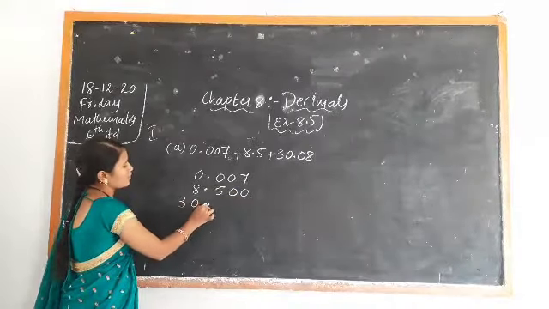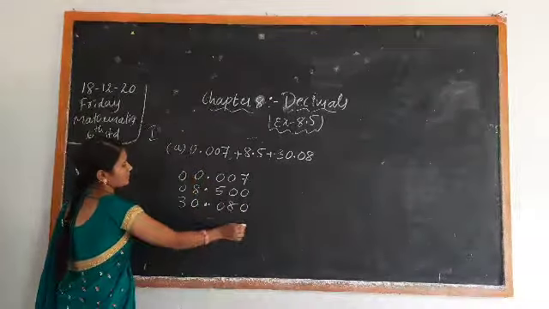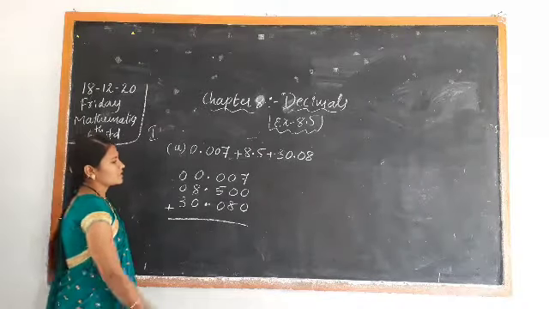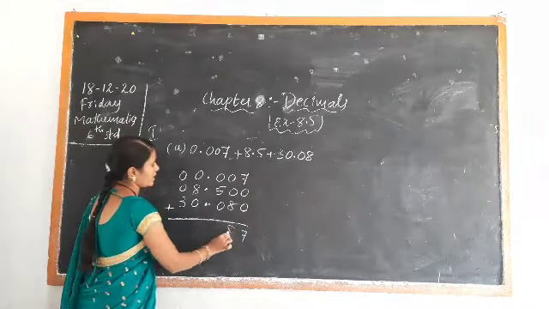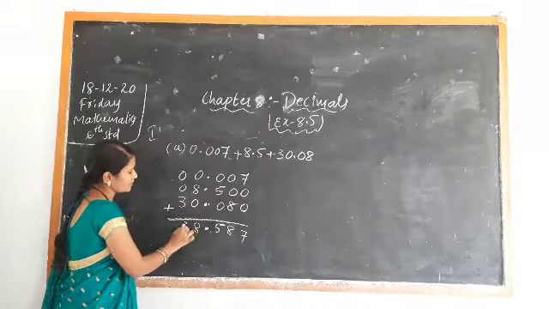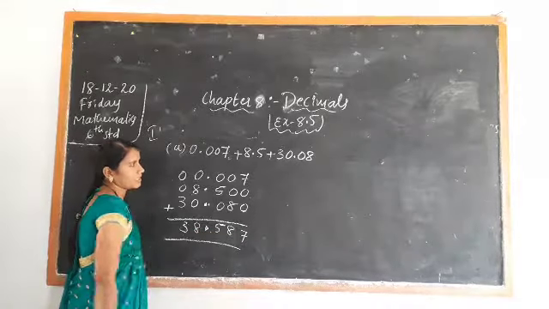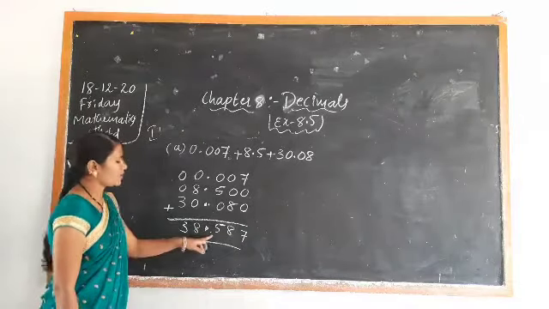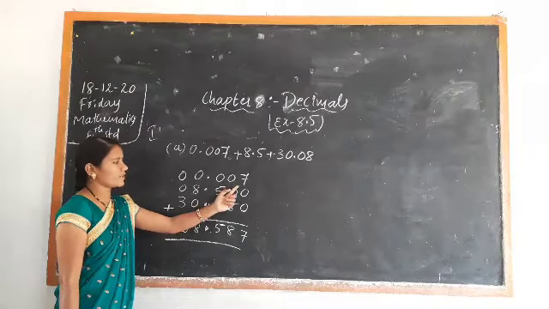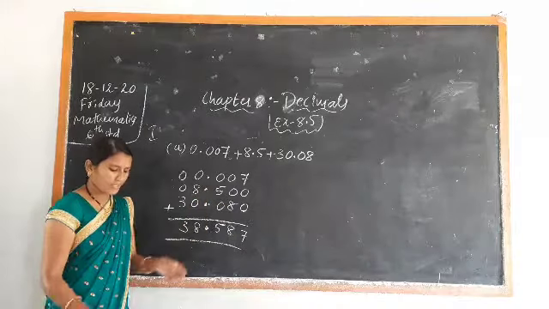Next, 30.08. Writing it correctly is very important. Here, sum means you have to add the following: 7, 8, 5, decimal point, next 8, 3. What is the value here? 38.587. Here is the value, 38.587. Some students take 0.007 and 8.5 without care, but taking the decimal point correctly is very important.